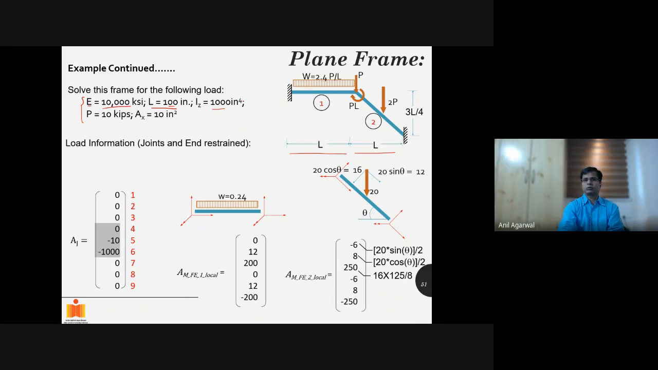IZ is given for both members, this many inches to the power 4. The P values, these loads we have not discussed yet. Some forces are given, 1000 kip, 10 kips. So this W is also a function of P and L, so you can get the value of W. And area is given as 10 inches squared.